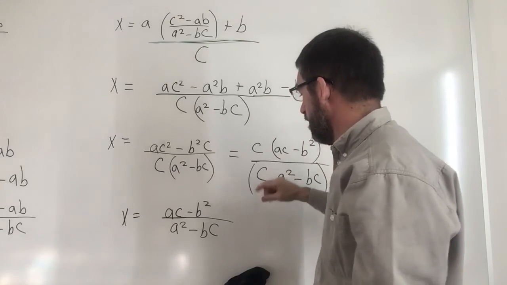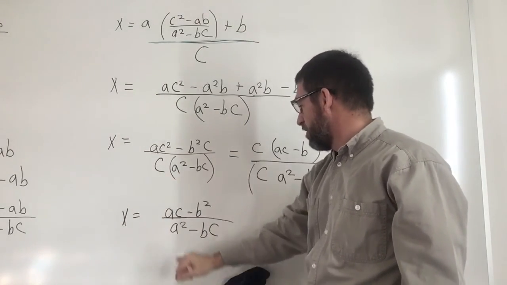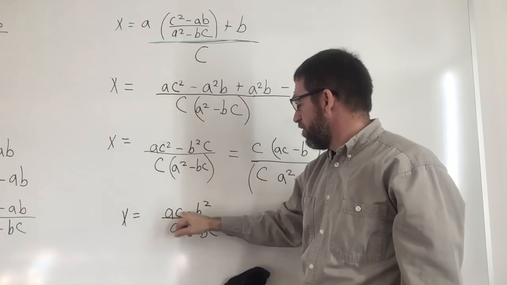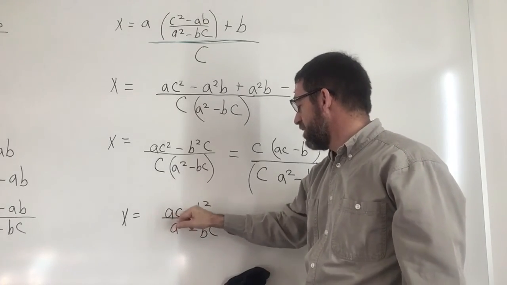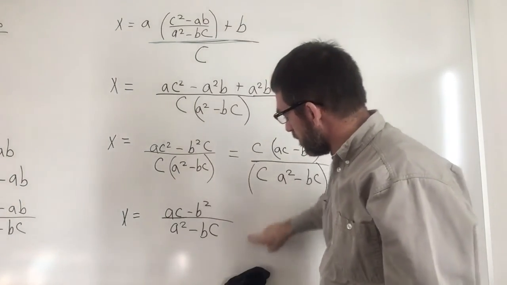And then they condensed it down again, and they took the c out. And they got a squared minus b squared. a squared equals, subtract b squared. No, ac negative b squared equals x. So this is your x answer.